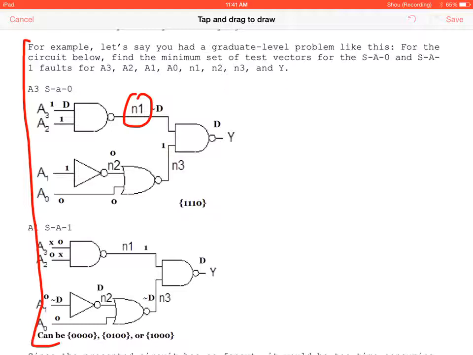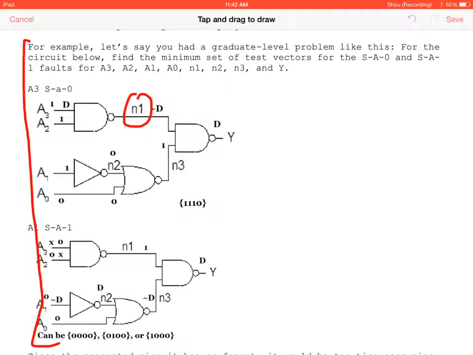And these are examples of A3 stuck at 0, A2, A1 stuck at 1. What you would do is determine, if this is 1, 1, 1, 0, and this result is it can be 0, 0, 0, 0, 1, 0, or 1, 0, 0 because of our X values. You would do them all, and then the minimum set is that minimum number of test vectors.